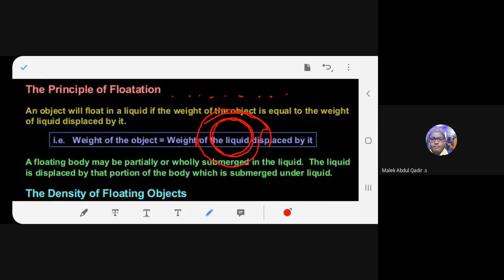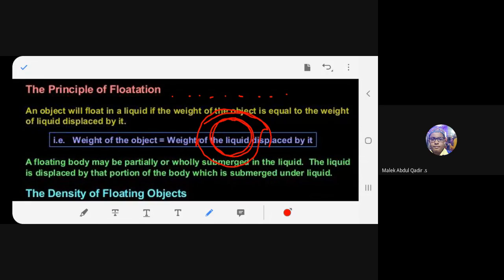Did you ever observe that when you put an empty mug inside a bucket of water, the water level comes up a bit? Why? Because the water is displaced by putting the mug in the bucket of water. And later it becomes okay. Have you ever observed this?